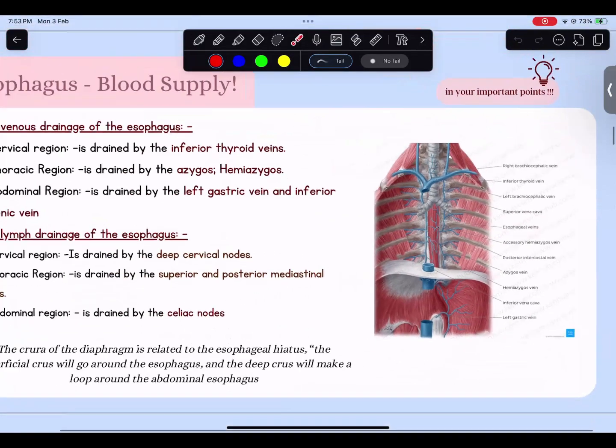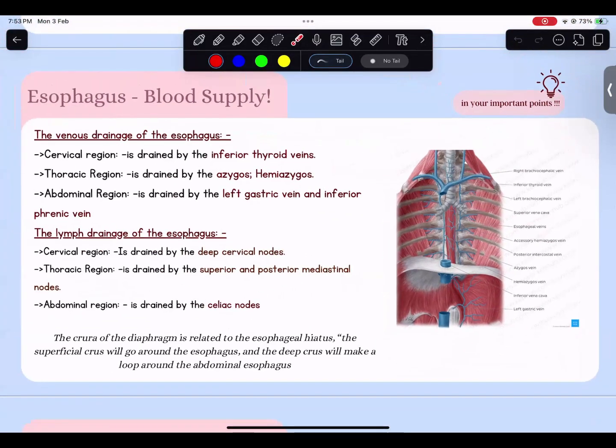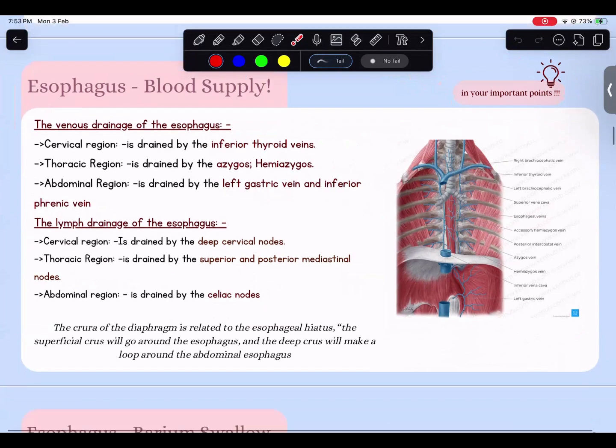So these are drained by the hemiazygos and azygos veins. And then your abdominal region is drained by the left gastric vein and the inferior phrenic vein. So it's supplied by the left gastric artery and it's drained by the left gastric vein and inferior phrenic vein. So the only difference here is the thoracic region, and that there's an inferior phrenic vein in the abdominal region.